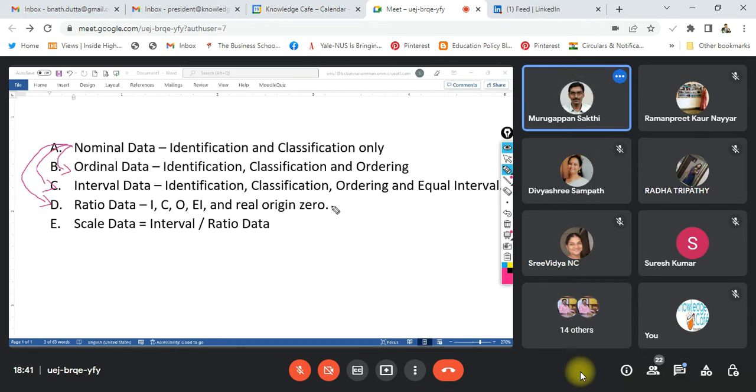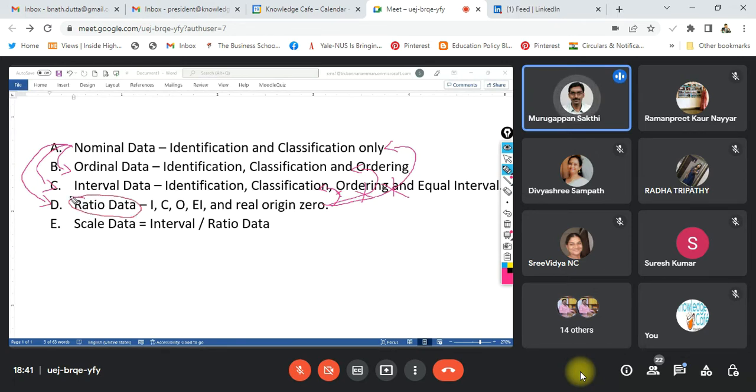But whatever you are applying for a ratio can't be applied for nominal. Vice versa. Whatever you are applying for a ratio data can't be applied for an ordinal. Okay, this is an application of statistics. Second thing, the ratio data can be converted into nominal.